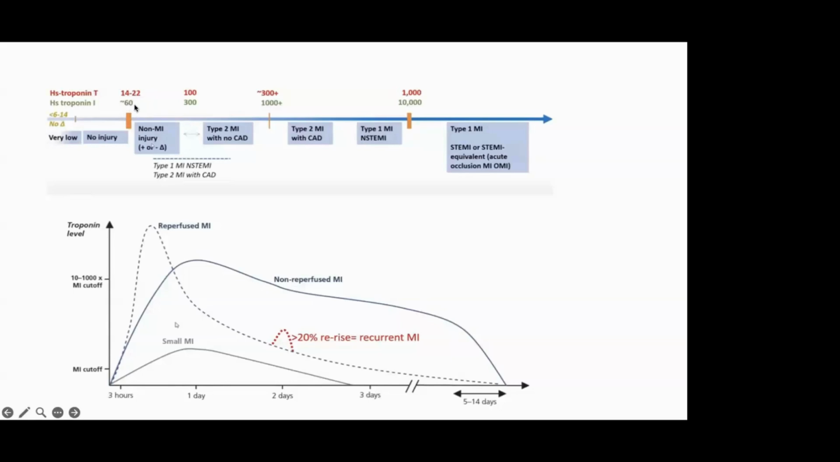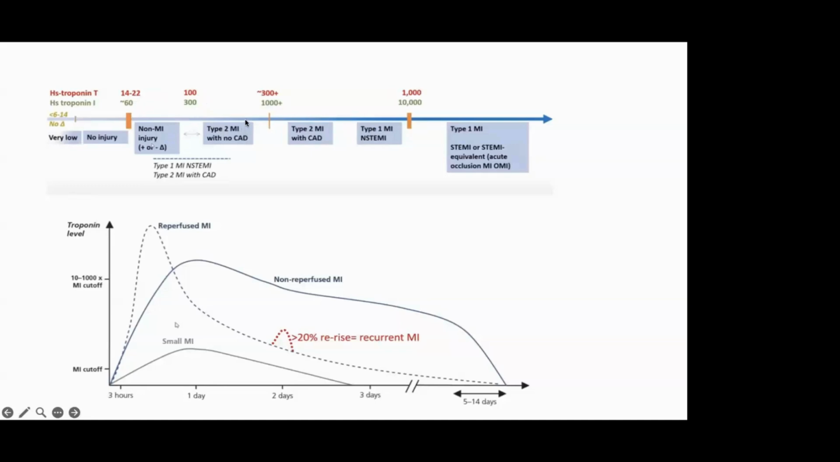So usually you should at least follow one normal value. These are all in picogram per liter. If troponin T is followed, 14 to 22 is the norm: less than 14 for females and less than 22 for males. That is the normal troponin T level. And if it goes to 100, this is a mild elevation. This can happen in fever or sepsis and other things. These are all non-MI injury, where there is no infarction, but some myocardial enzyme leak due to cell injury.